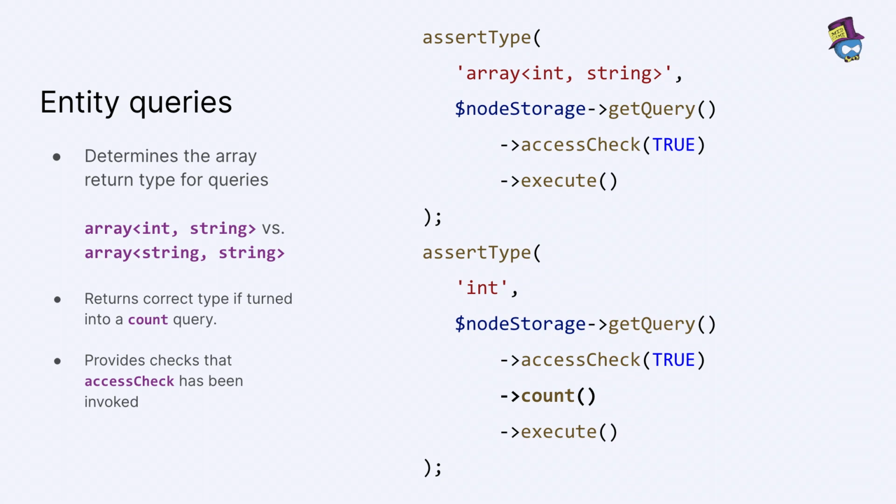It is a very tricky situation, but I'd say about 50% of the use cases are covered, and it will warn you, hey, you have an entity query, you forgot to call this method. It also knows if you call count. So if you call count, it says, hey, this execute returned an integer versus an array of different values.